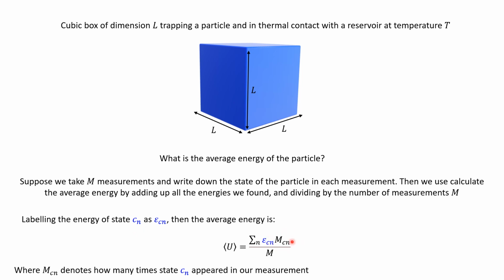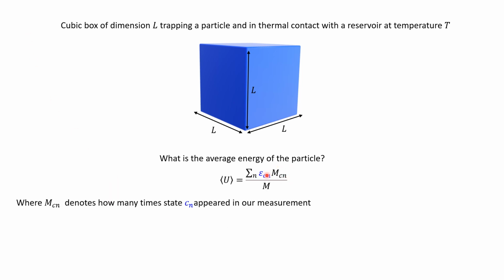So this term here is the number of times the state Cn appeared. We multiply it by the energy and we sum over all states. So the numerator is really just the sum of all energies that we have measured. So this is a simple average. There is nothing mysterious in this expression.